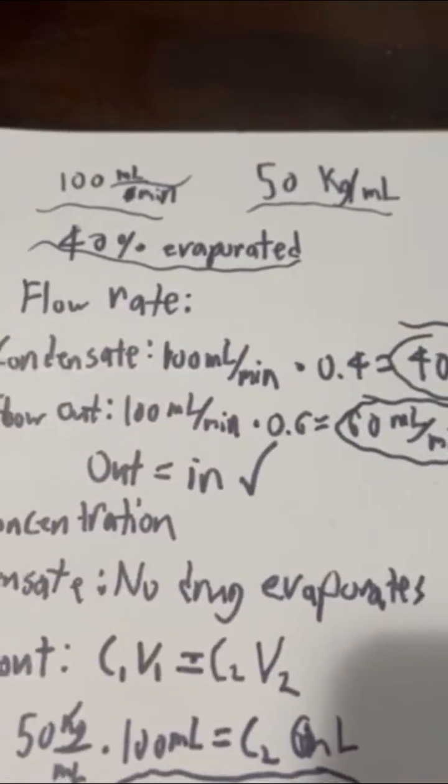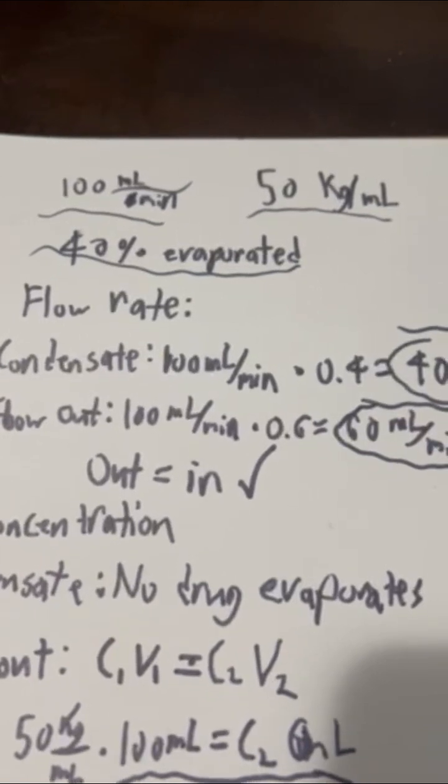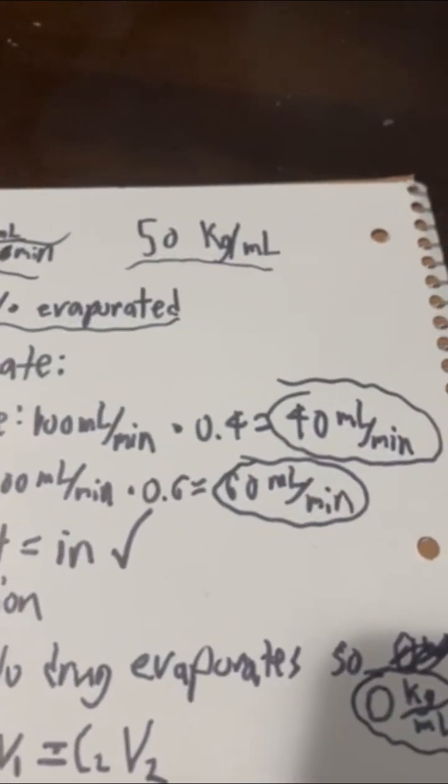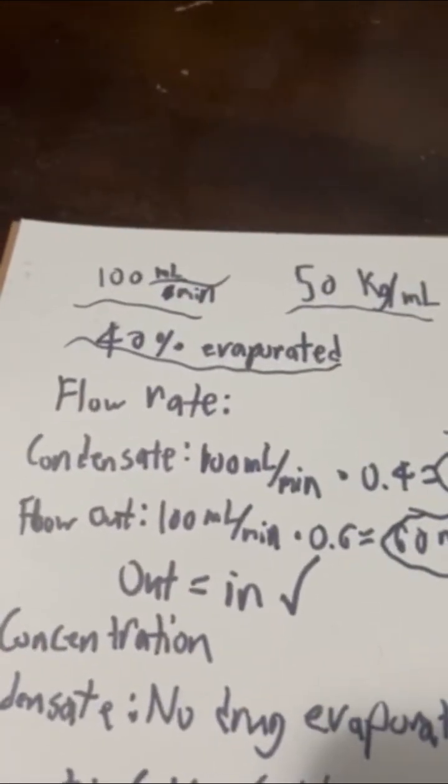And we can see that our output equals our input, so everything makes sense. We have 100 milliliters per minute going out with 100 milliliters per minute going in.